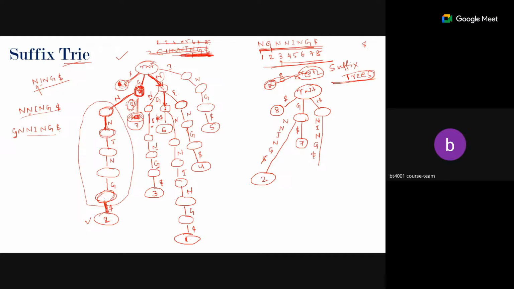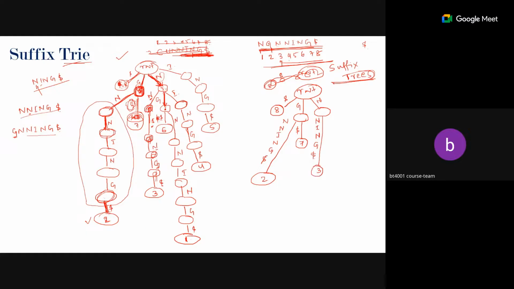So what we are doing is just removing these round things, and everything else we are just connecting. This is a trick to convert suffix tries to suffix trees: just remove the round things and connect the edges. If there is no branching, if there are no multiple children, then just connect the edges and remove the nodes in between. So we get NING dollar, and at the end the leaf node has the value 3.